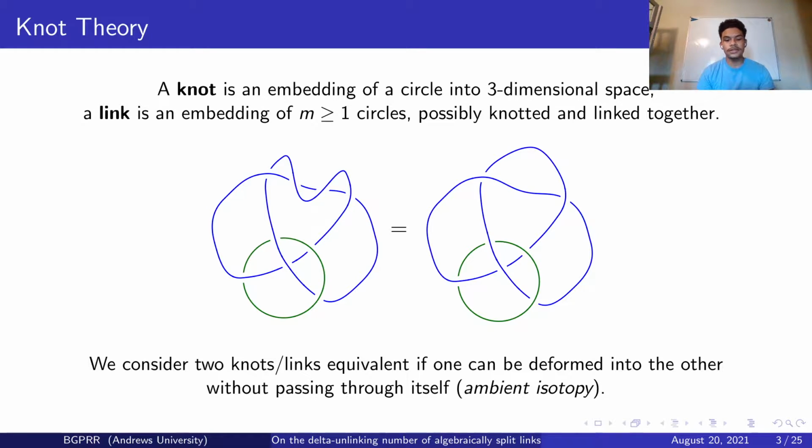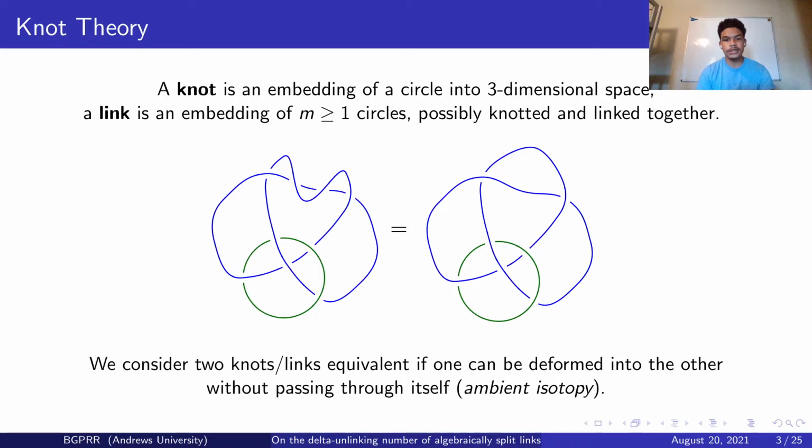We consider two of these knots or links equivalent if we can deform one into the other without letting it pass through itself. So if we look at this link diagram right here, if you look at this blue component and this strand that goes on top, notice we can remove this overlapping by simply pulling it up and away from this strand that's passing through, giving us this completely equivalent link diagram to the right. We then say that these two links are ambient isotopic to each other.